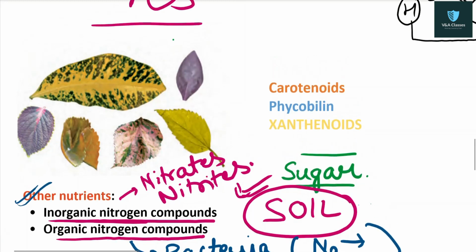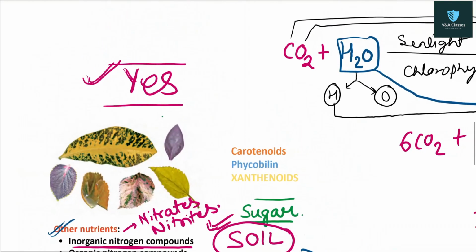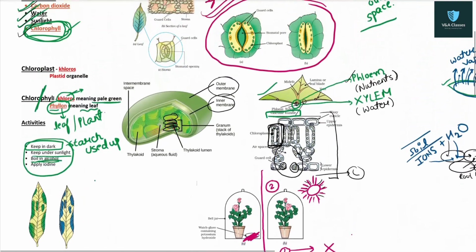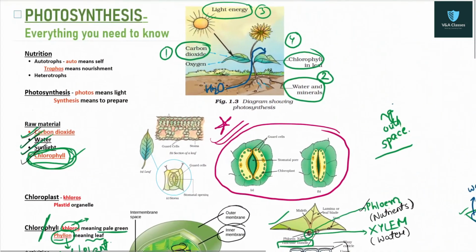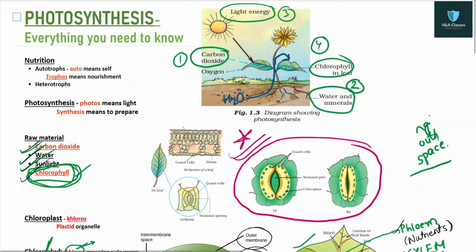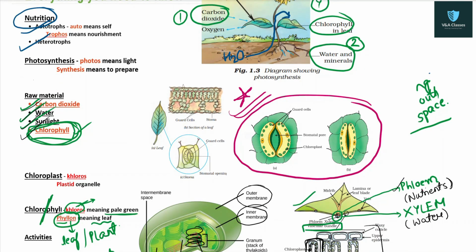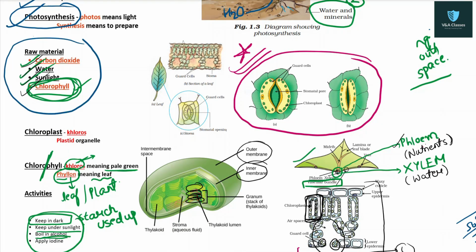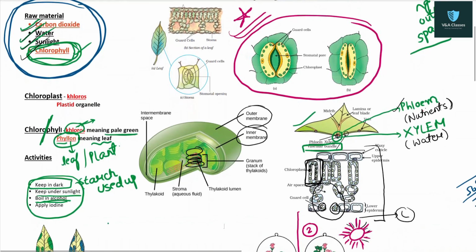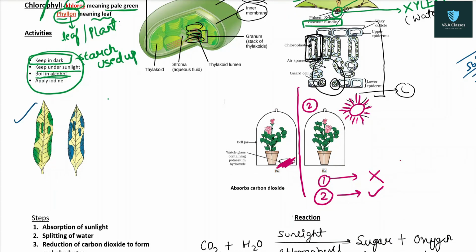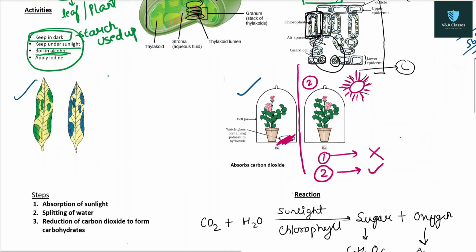So with this we complete all the small topics of the bigger topic photosynthesis, and this is all that you need to know about photosynthesis. Let's have a quick revision. In the start, we studied the definition of nutrition. We saw two types of nutrition. Then we studied the definition of photosynthesis. We saw four raw materials for photosynthesis. Then we saw how these raw materials are obtained. Then we saw three activities which show the importance of raw materials.